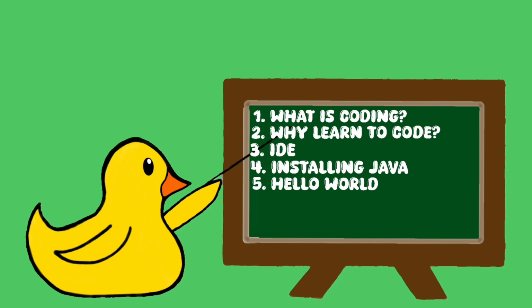So, what exactly is coding? Well, you can think of it as giving instructions to a computer. Just like a recipe, the code tells the computer what to do. These instructions can create anything you want, really, like a web page or even a game.